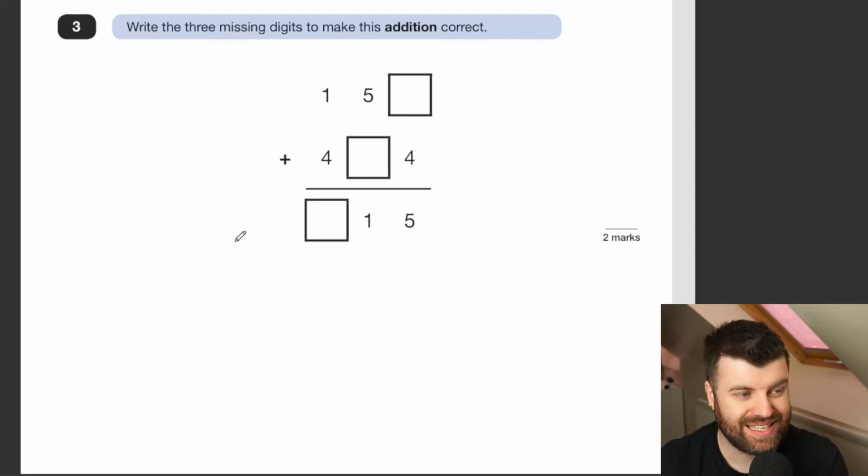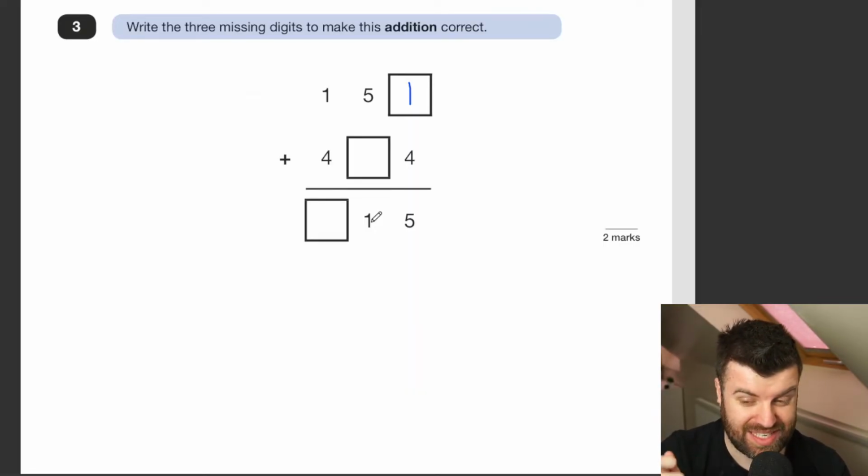Write the 3 missing digits to make this addition correct. Something plus 4 equals 5. Straightforward there, it's just 1. Here's where it becomes more complicated, because 5 plus what equals 1? And you might be thinking, that does not make any sense. Well, that's because we don't want it to equal 1. We just want a 1 in the ones column. So therefore, it's actually going to equal 11.